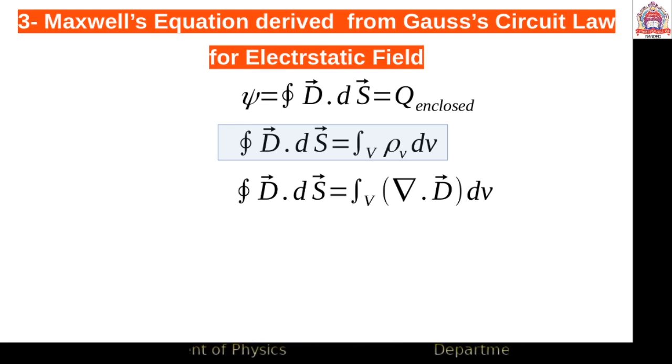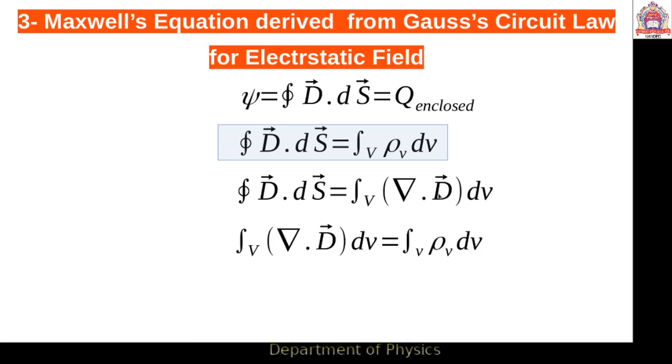To establish the relationship between capital D and rho v, convert the closed surface integral into a volume integral by using the divergence theorem. So for this equation we take the divergence by converting the closed integral to volume integrals. So the closed integral D dot dS is equal to the volume integral of del dot D dV.